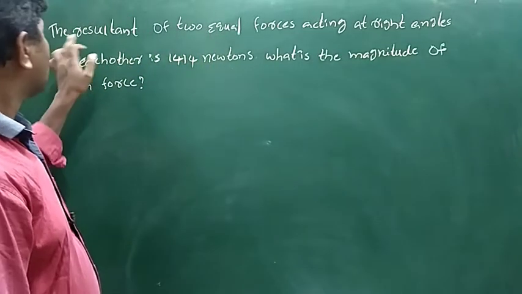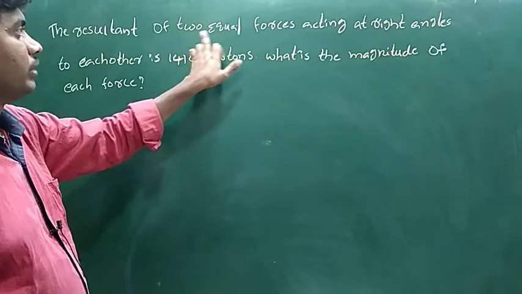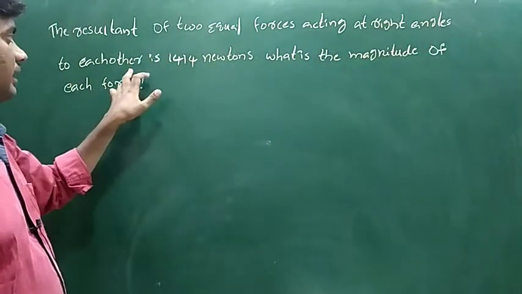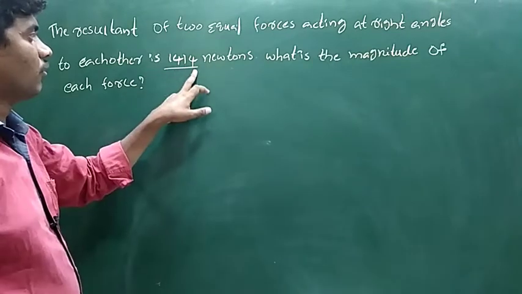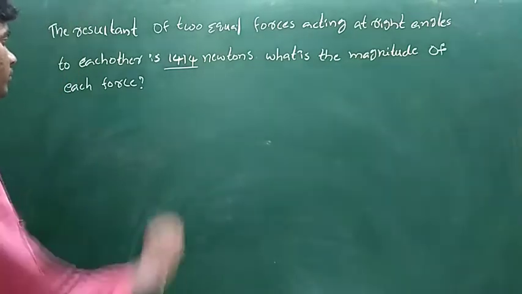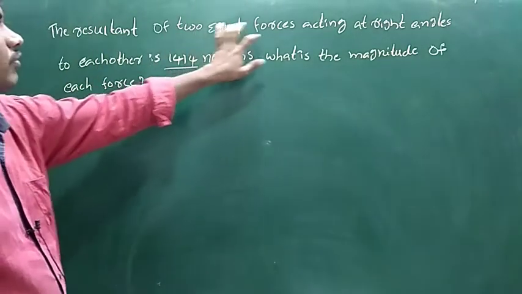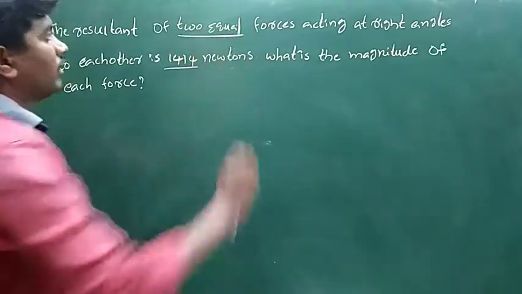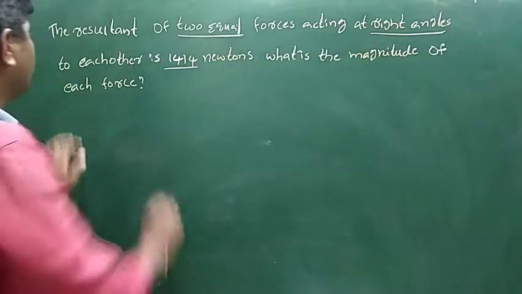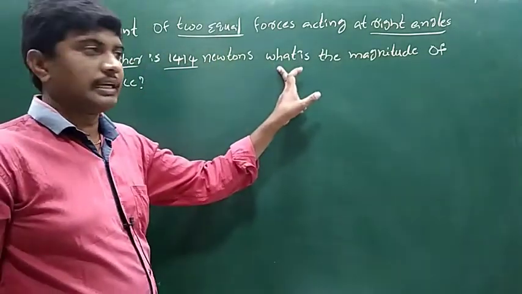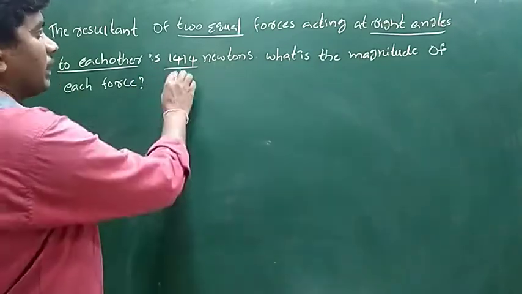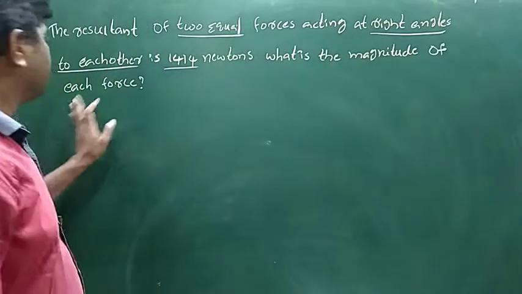The next problem: the resultant of two equal forces acting at right angles to each other is 1414 newtons. What is the magnitude of each force? First, two equal forces at right angles to each other, which means theta is 90 degrees. The resultant vector is 1414 newtons. What is the magnitude of each force?